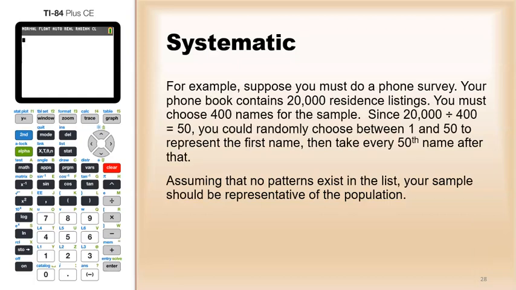So for example, suppose you have to do a phone survey. Your phone book contains 20,000 residence listings. You must choose 400 names for the sample. Since 20,000 divided by 400 is 50, there's your math for today. You could randomly choose a number between 1 and 50 to represent that first name, and then take every 50th name after that. Assuming there's no pattern in the list, your sample should be representative of the population.